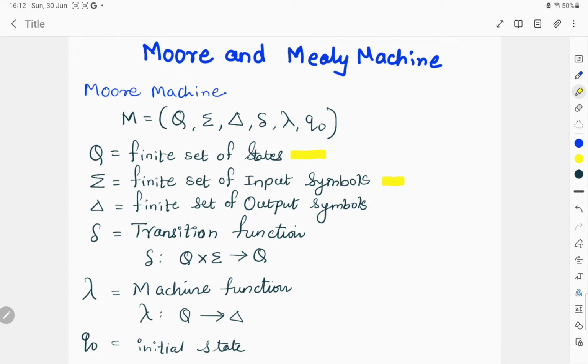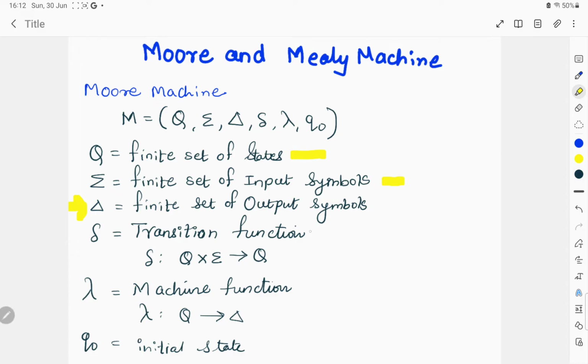This capital delta is a new thing here. Capital delta is a finite set of output symbols, meaning whatever output we are supposed to get from this machine, that symbol will go into the output symbols. Now you will say that input and output symbols can be similar. Sometimes they can be similar, but sometimes they can be different, so we always define them separately. Input symbols are defined in sigma and output symbols are defined in capital delta.